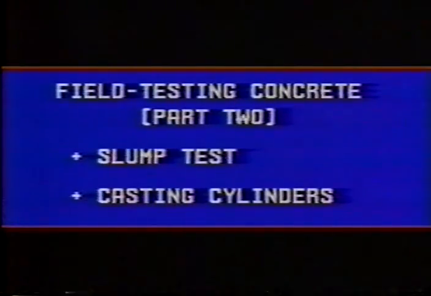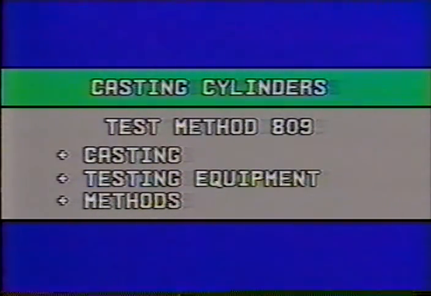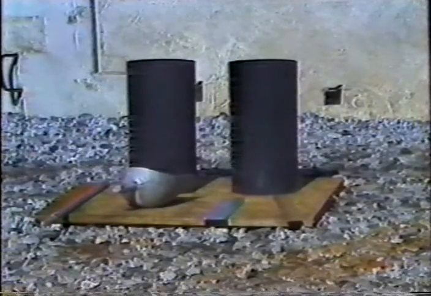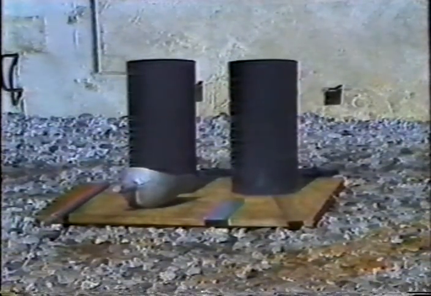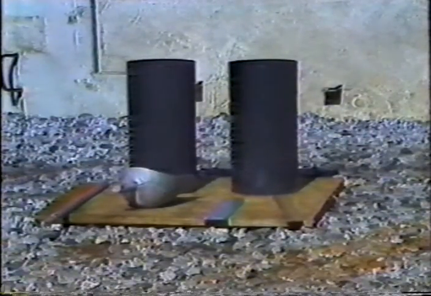Now, on to casting cylinders in the field. Again, casting, testing equipment, and methods are covered in the construction manual, Test Method 809. First, the equipment needed. Standard cylinder molds, a tamping rod like the rod used in slump testing, and a scoop or a blunt-ended trowel.